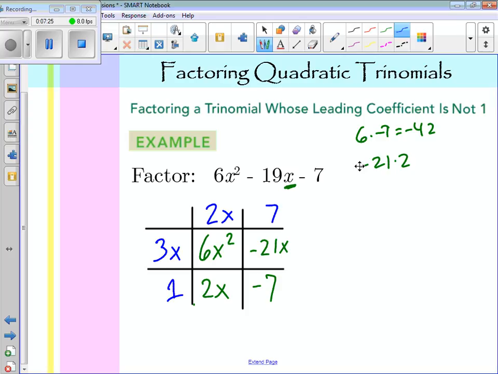Let's make sure they all line up. 2x times 3x is 6x squared. 2x times 1 is 2x. Negative 7 times 3x is negative 21x. And negative 7 times 1 is negative 7. Good, they line up. So that means we have this right. So 2x minus 7, that's one of your factors. 3x plus 1.